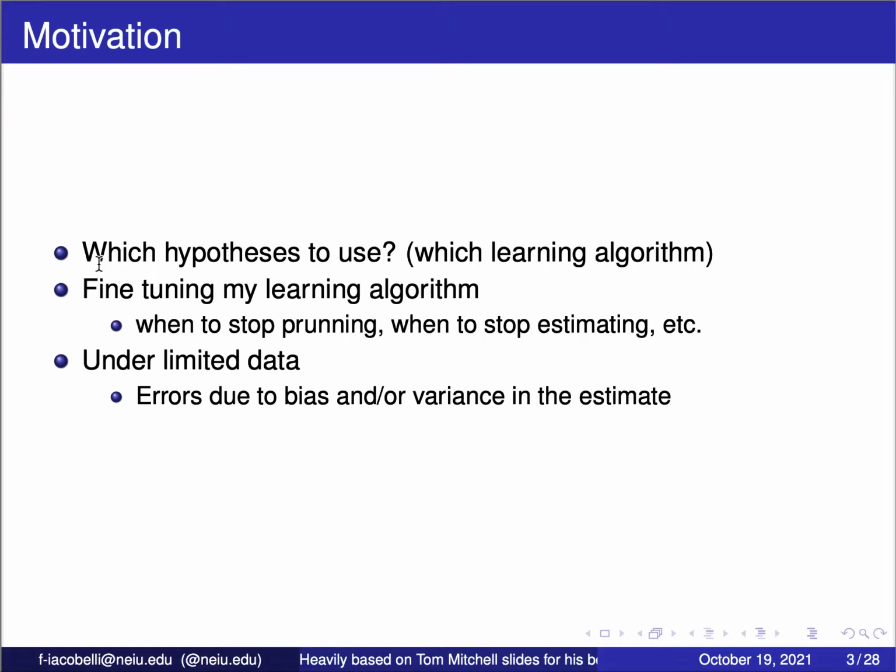So again, the idea would be which hypothesis to use, which learner, right? And I want to fine-tune my learning algorithm to a certain point, right? And then I have limited data. Data is not infinite, right? So all these are my constraints. I want to fine-tune my algorithm, but I also have limited data to work with. So how do I work with this?